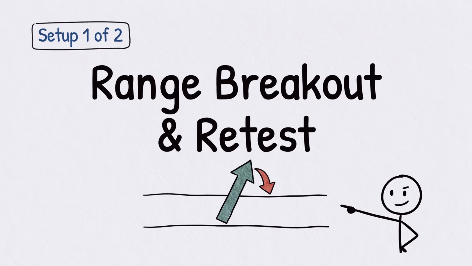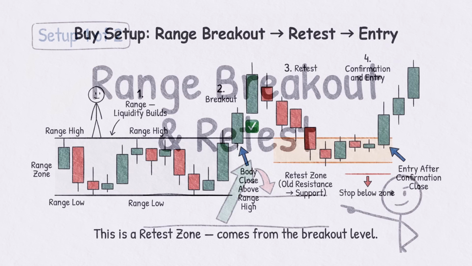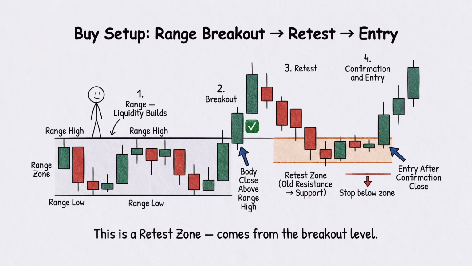Now let's turn the theory into actual setups. The first setup is a clean range breakout and retest. Price moves sideways between a clear high and a clear low. Liquidity builds inside that range because buyers and sellers keep fighting around the same area. For a buy setup, price closes above the range high with a real candle body, not just a wick. A wick can be a trap. A body close shows stronger commitment.